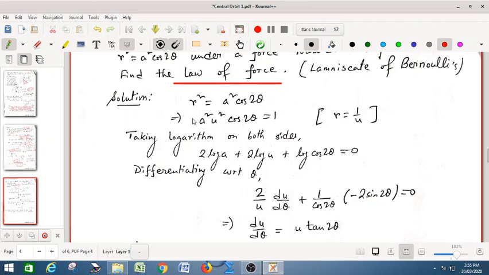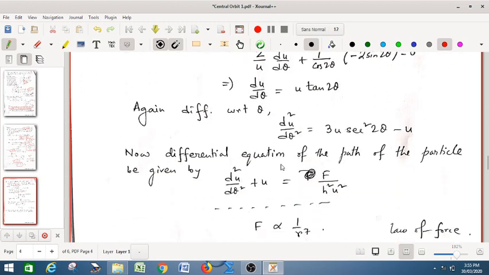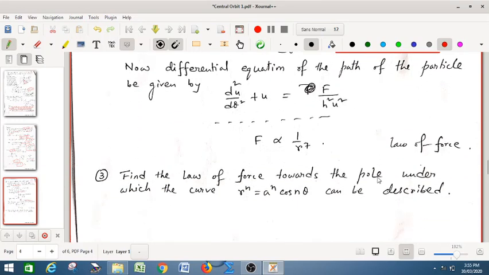So r square is this. We know r is equal to 1 by u. This is the standard substitution. Taking logarithm on both sides, we get this result. Differentiating with respect to theta, du by d theta. This is a different approach, not like the tan phi approach we used in the previous problem. Again differentiating with respect to theta, we have this second order derivative, and substituting in the polar form of the differential equation of the path, that is in this equation, with very simple calculations we have f varies as 1 by r to the power 7. So this is the law of force.